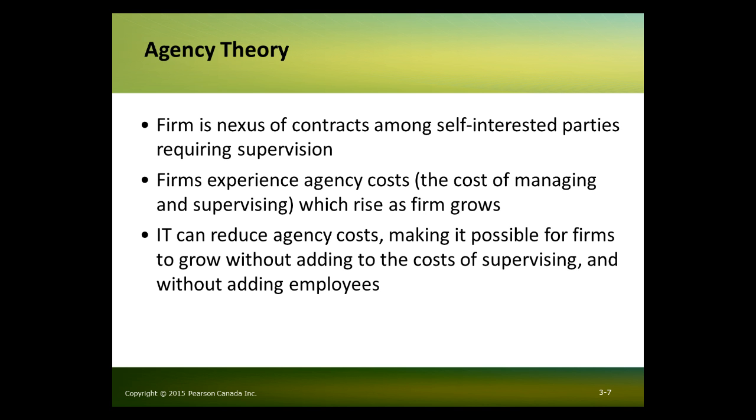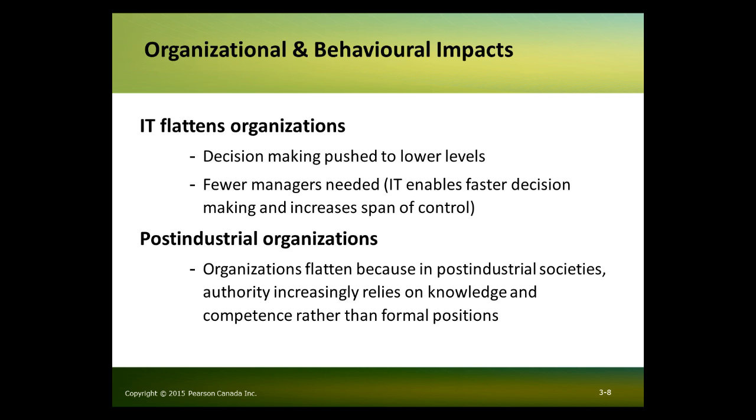You do this for me and I'll work 40 hours for you. You pay me this much and I'll be happy. So it's all a contractual arrangement. And so IT can reduce these agency costs by growing without adding costs of supervising. And how do we do that? When we flatten the organization. We flatten the organization, we take away the supervisory costs. We hire smart people. We hire knowledge workers who can be self-directed.